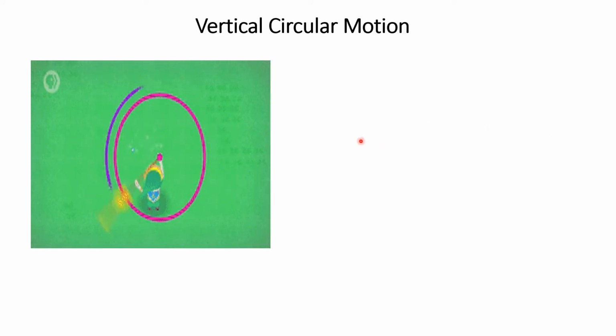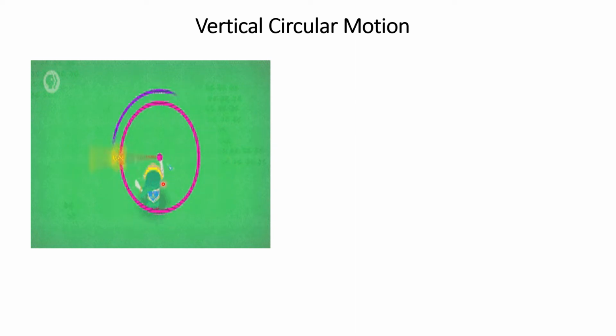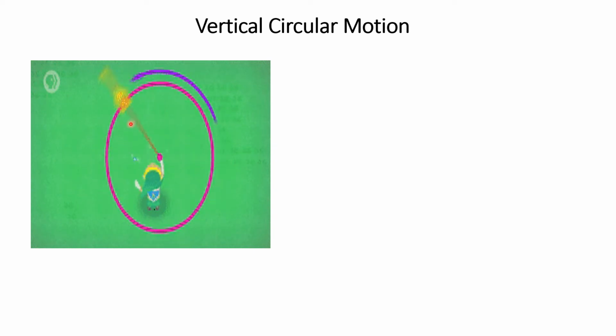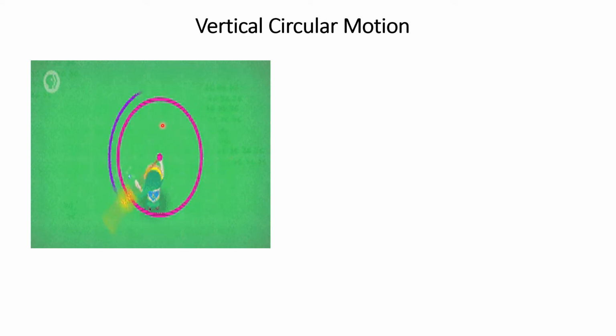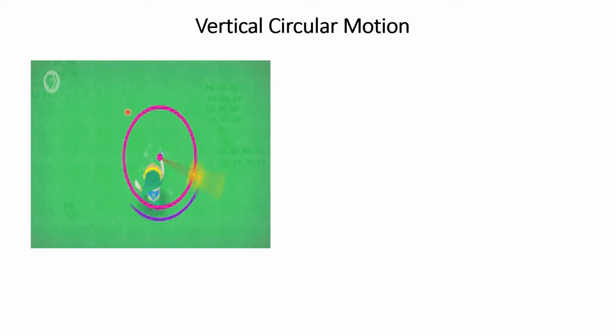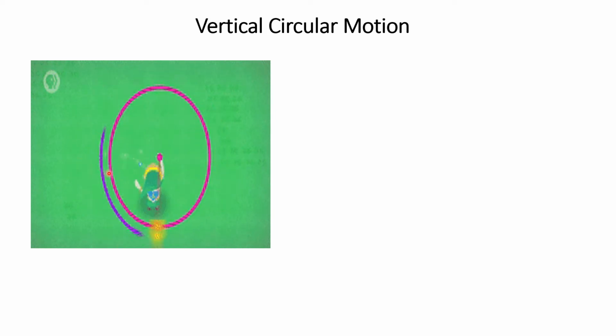Vertical circular motion. This is the picture of vertical circular motion. If you take any kind of stone or a rigid bob and tie it to a string and whirl it in front of you, you will get such kind of motion.